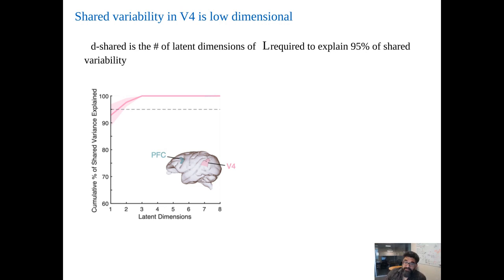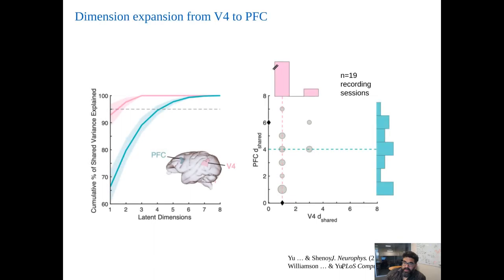When we plot the amount of variability explained as a function of the number of latent dimensions we need, we again see here that even just with one latent variable, we get almost 95% of the variability across our data set. So this is really saying V4 is really a one-dimensional source of variability here. When we do the exact same analysis from prefrontal cortex, we see that we need, in this particular data set, on average around 4 latent variables. So it's higher dimensional. The variability is more complex and more structured in PFC than it is in V4 here.